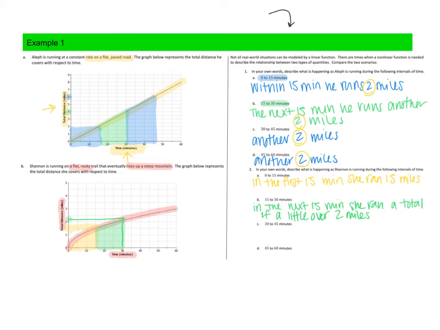What do you think happened during this period of time right here? During this next 15 minutes? Well, I would say she definitely hit that mountain, right? It became steep as she started running up this mountain.